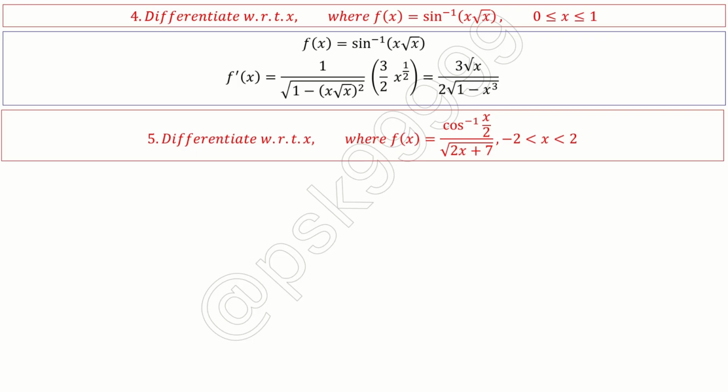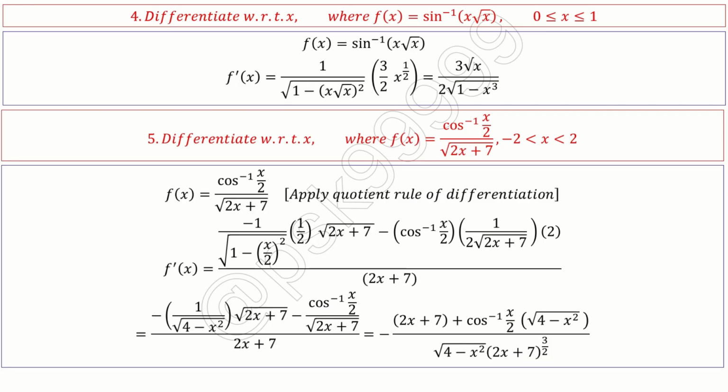Quotient rule, differentiation by quotient rule. So you will get the answer. The denominator is squared, so (2x + 7) squared, and then individually u dash v minus u v dash. This is what you did. Then you will get the answer.